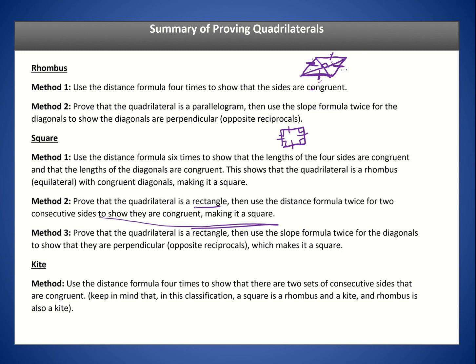All right, so finally we got the kite. For the kite, we did that earlier. If you show that two sets of consecutive sides are congruent, so if you have a kite here, showing that these are congruent and then these are congruent, then you can show that it's a kite.